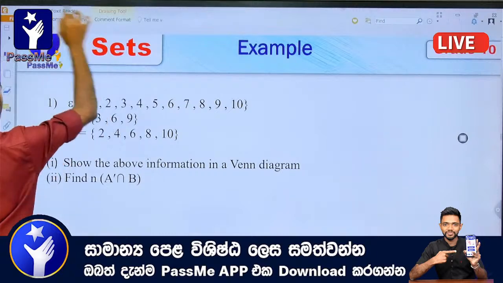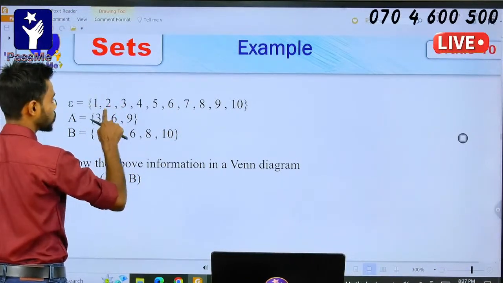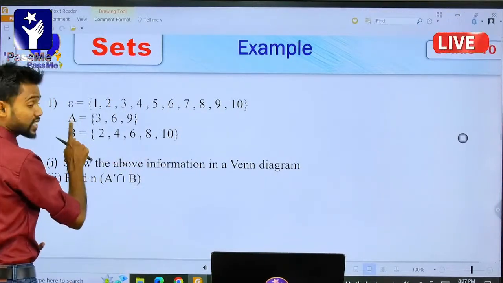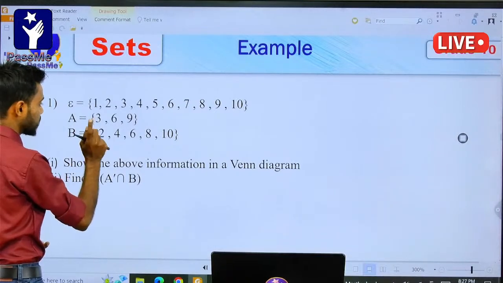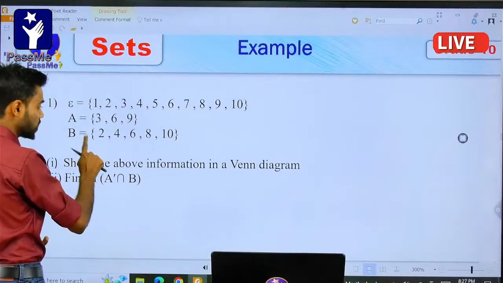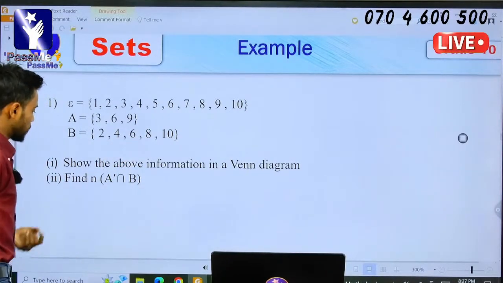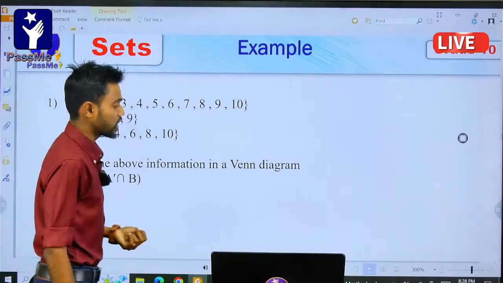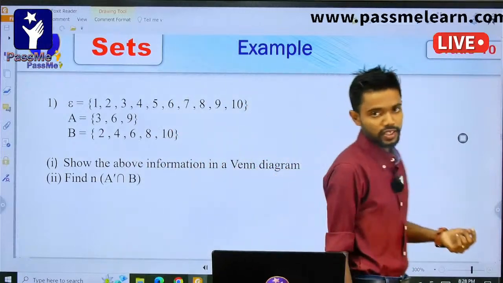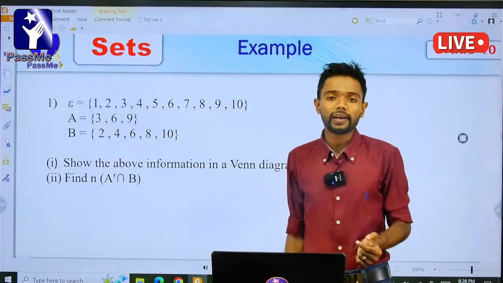Question number 1. As an example, the universal set is equal to {1, 2, 3, 4, 5, 6, 7, 8, 9, 10}, that is 1 to 10. There is a set called A, which is {3, 6, 9}, and there is a set called B, which is {2, 4, 6, 8, 10}. Part 1: show the above information in a Venn diagram. Part 2: find A' intersect B. So you first have to draw the Venn diagram and insert the data into it.